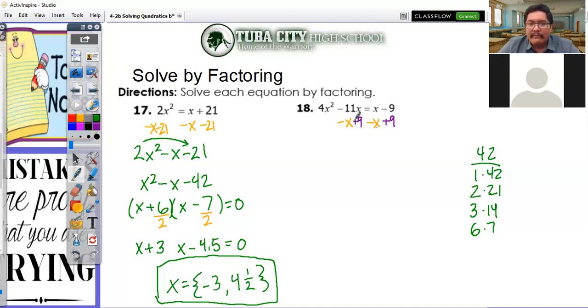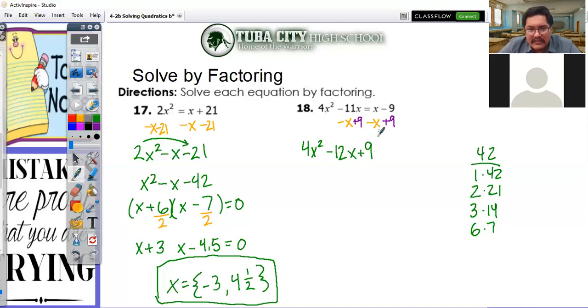So minus x and add 9 to both sides. So this side should zero out. There should not be anything left on that side. 4x squared minus 12x plus 9.